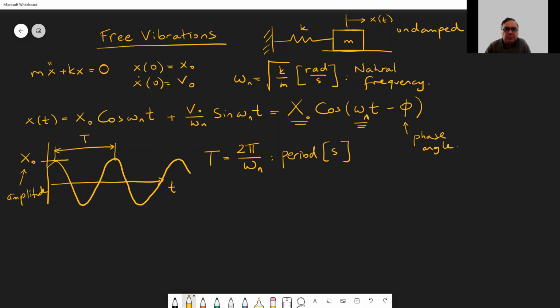You can find the formulas necessary for amplitude and phase angle from the previous lectures. By the way, this capital X0 and this x0 are not the same. This is lower case, this is capital. Don't mix them up, okay? This is small case x0. Okay, so this is the free vibrations with no damping.